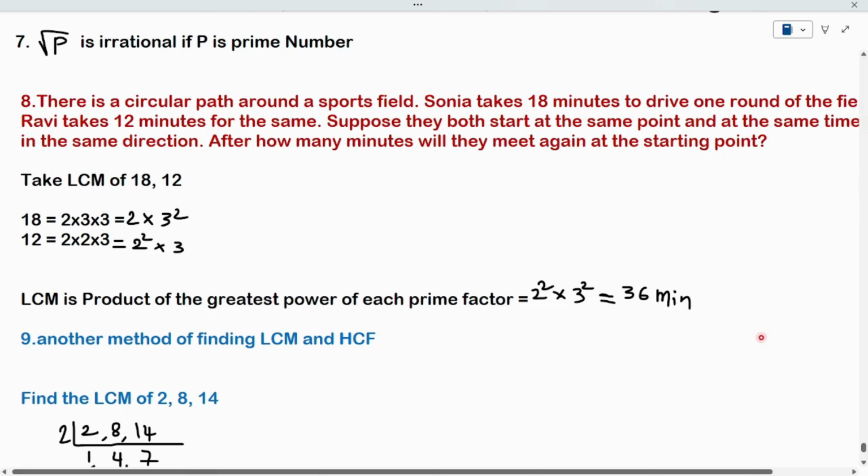Point number 7. Square root of p is irrational if and only if p is a prime number. If p is a prime number, then the square root of p will be an irrational number. Let's say square root of 2 is irrational. Why? Because 2 is a prime number. Square root of 3 is also irrational, because 3 is also a prime number. Square root of 5 is also irrational, because 5 is a prime number.